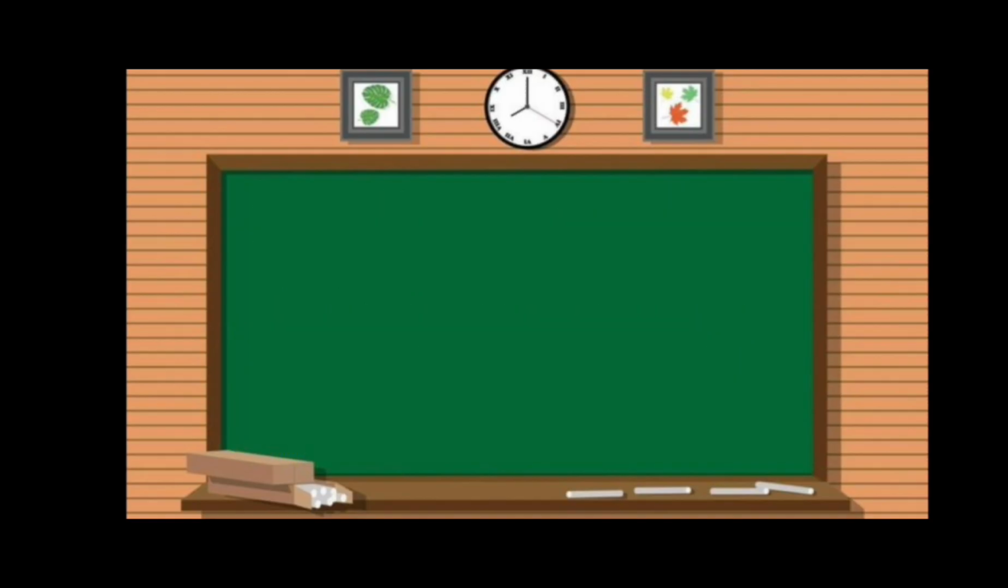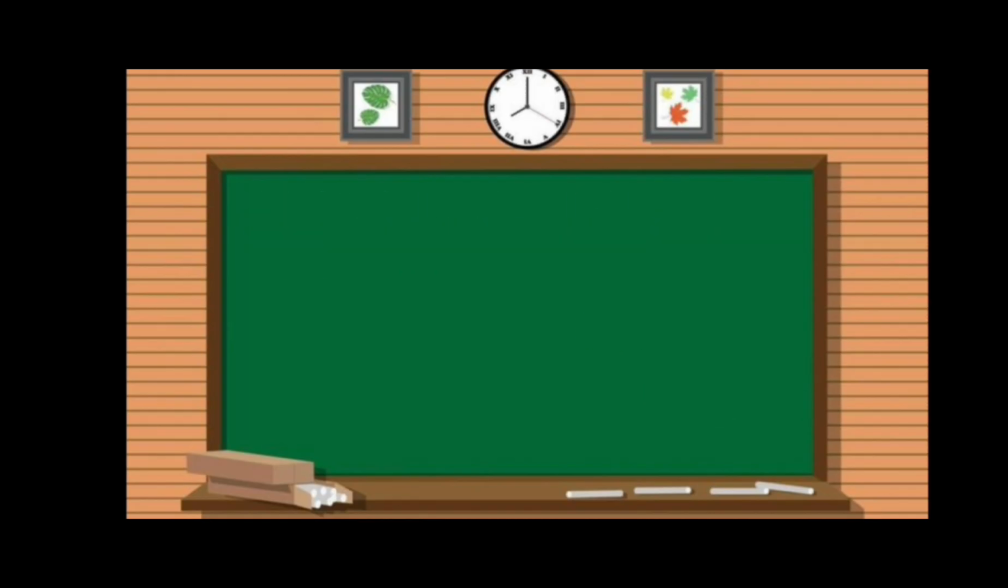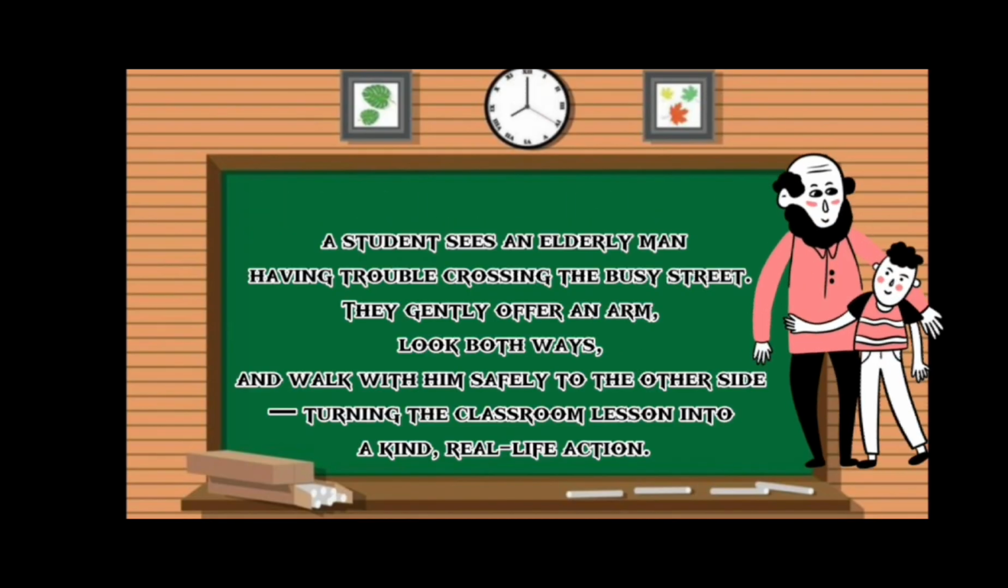For example, after the teacher discusses being helpful, a student sees an elderly man having trouble crossing the busy street. They gently offer an arm, look both ways, and walk with him safely to the other side, turning the classroom lesson into a kind and real-life action.